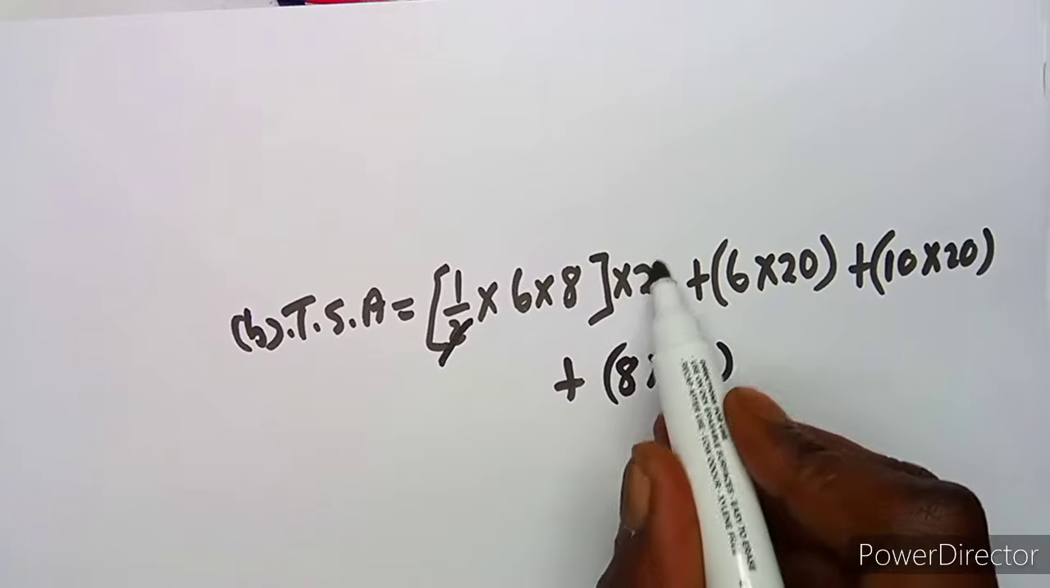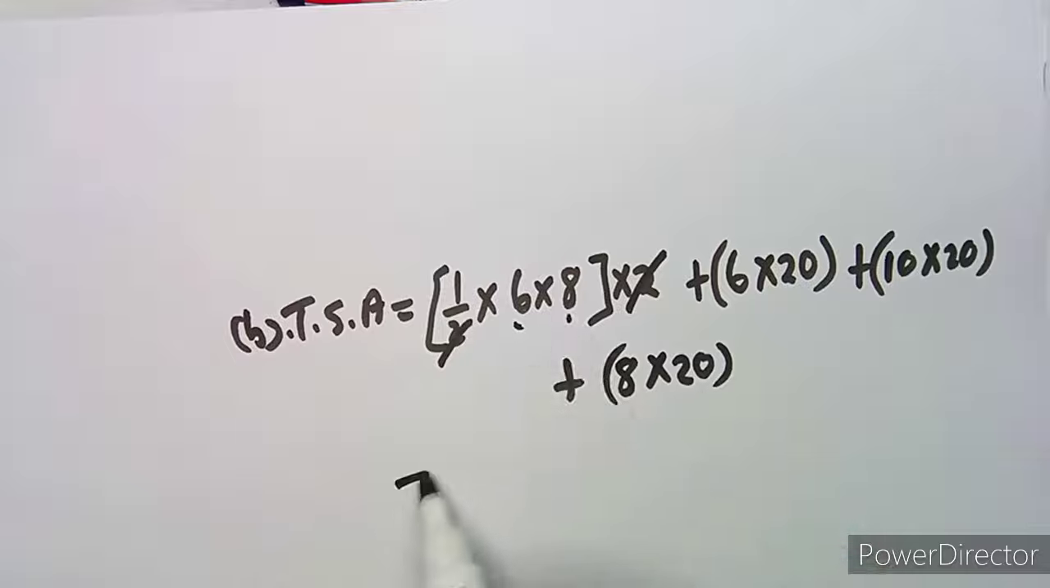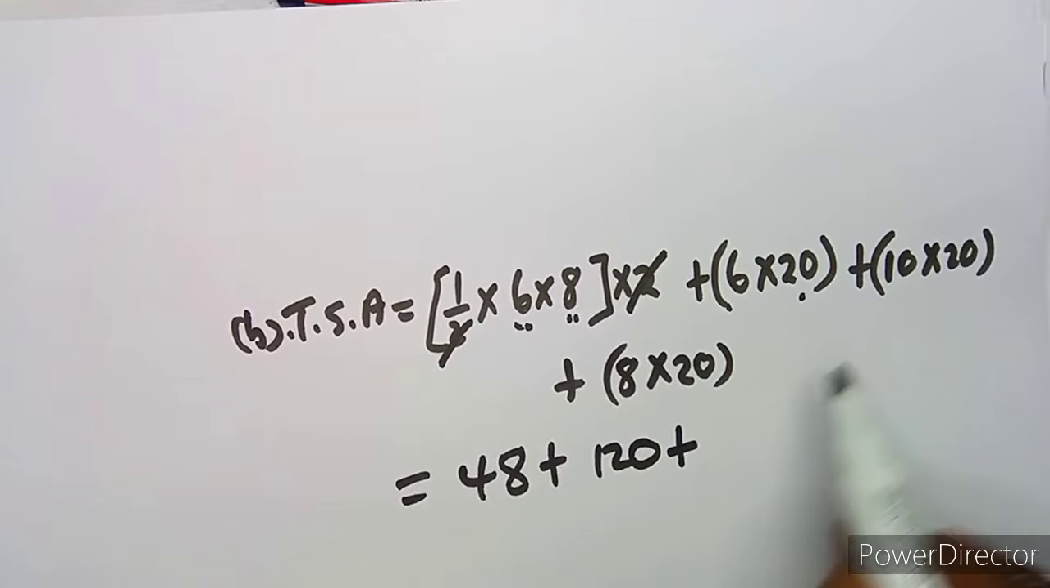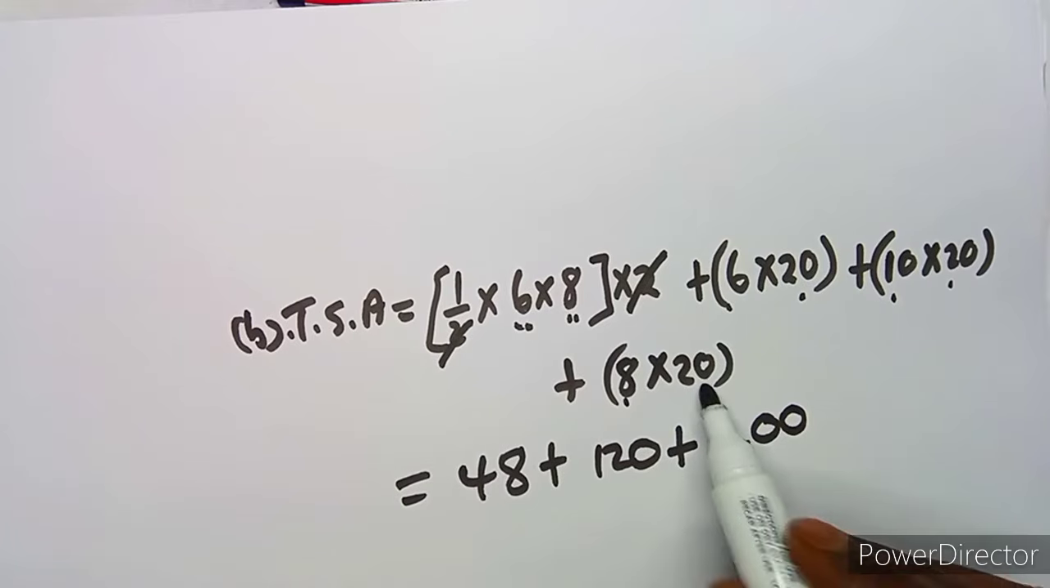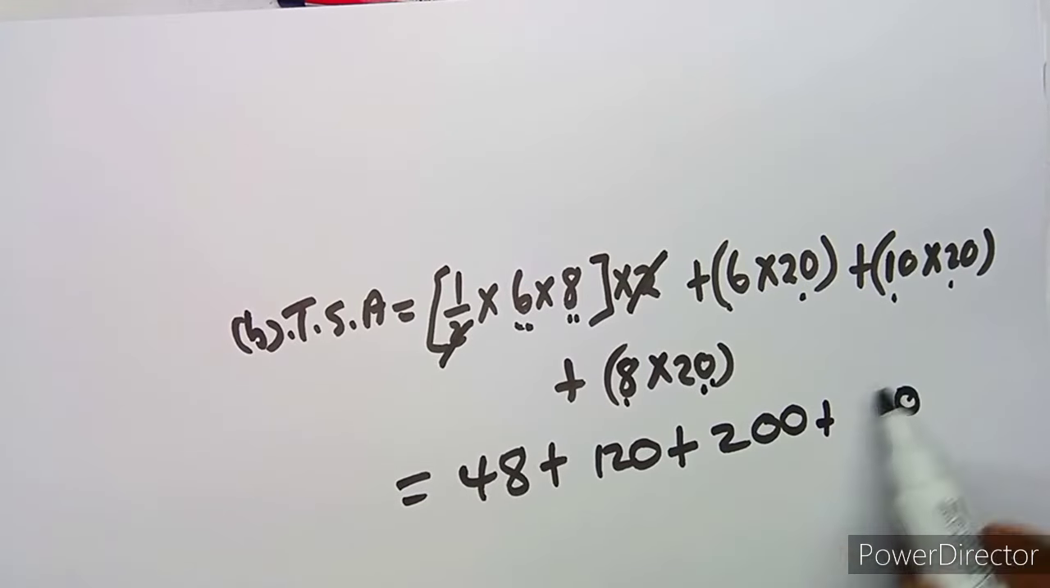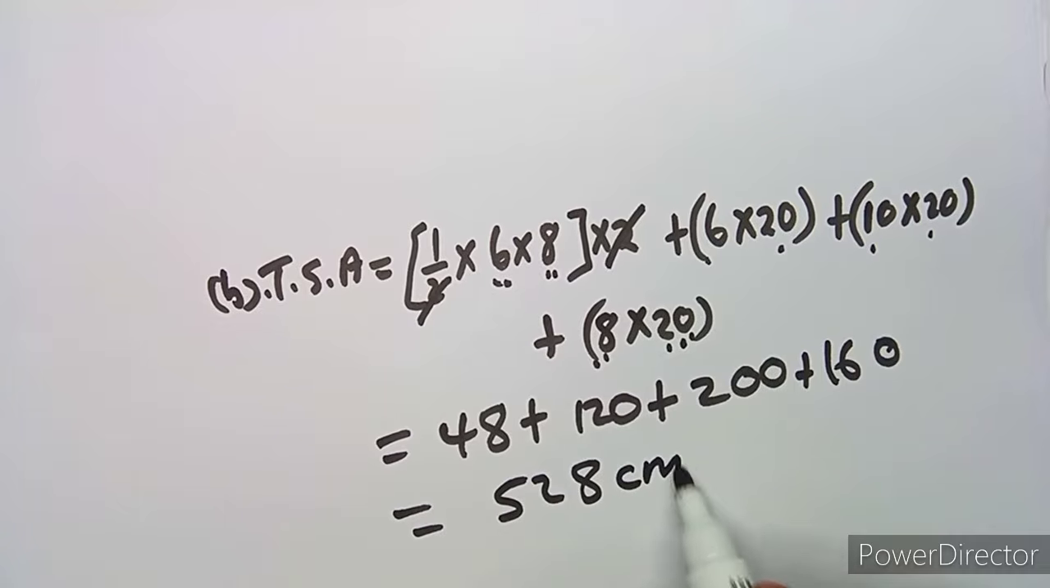So these 2 and these 2 can cancel, because we said area of a triangle times 2, because there are 2. So we can combine 48 plus 120 plus 10 times 20, which is 200, plus 8 times 20, which is 160, guys. So you just add everything. I don't know, we're going to have something like 528 square centimeters.